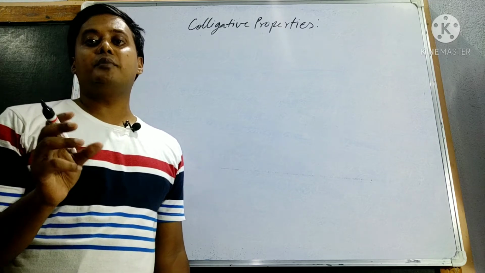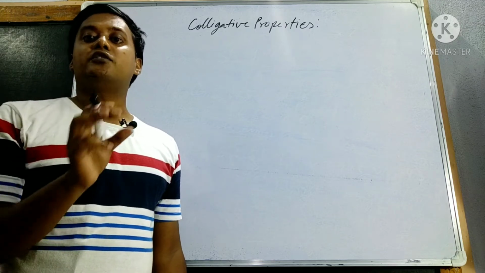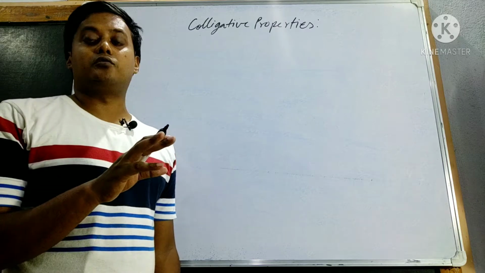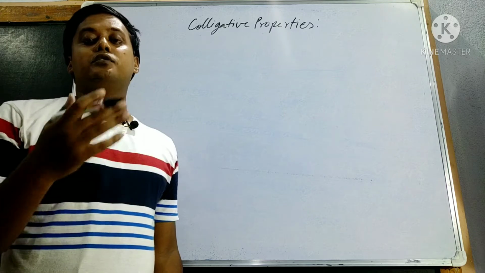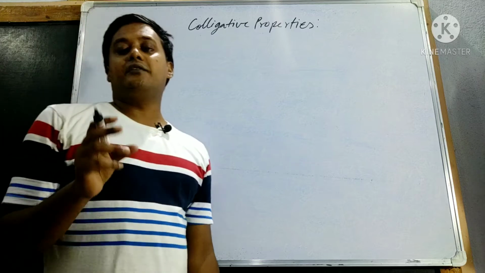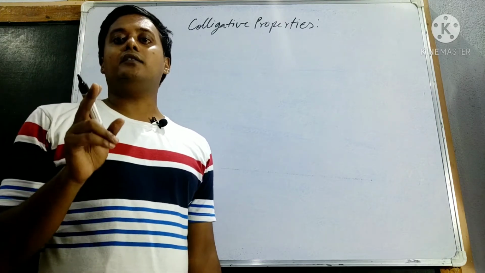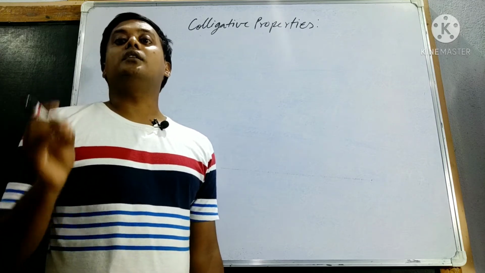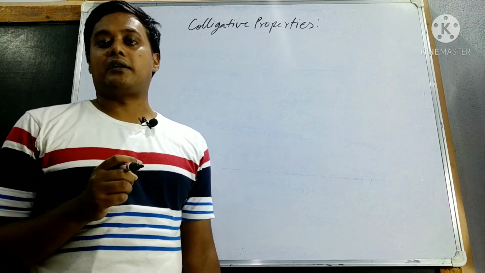So the first point you have to remember: dilute solution of a non-volatile, non-electrolyte solute. The second point: non-volatile, non-electrolyte solute, because if it is an electrolyte or volatile, it will show abnormal colligative property. So in the definition of colligative property you have to mention that the solute must be non-volatile and non-electrolyte, whose value depends on the number of solute particles, not on the nature of the solute particles.